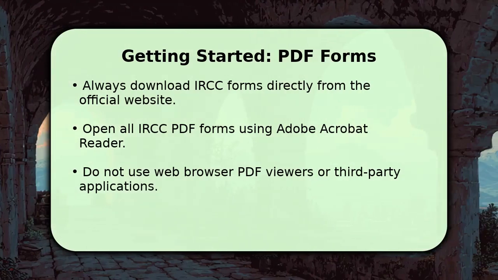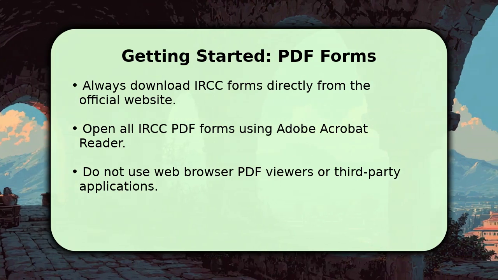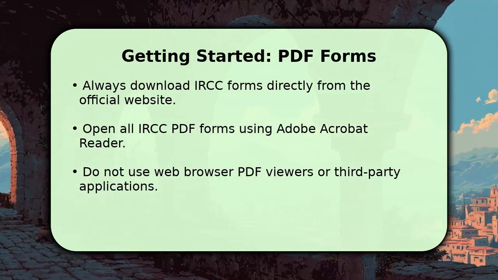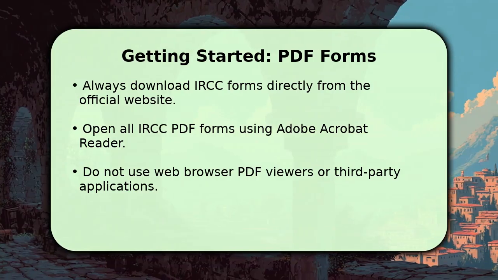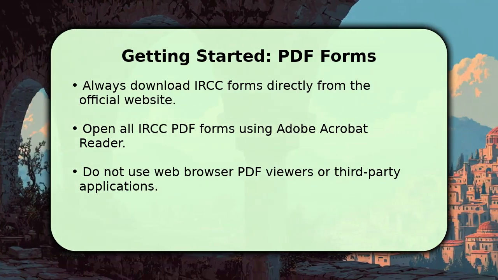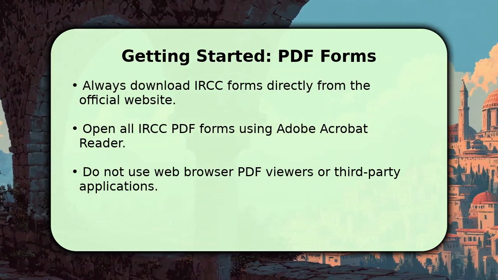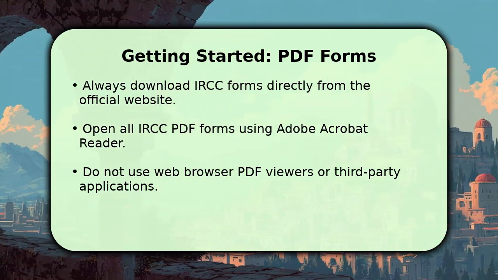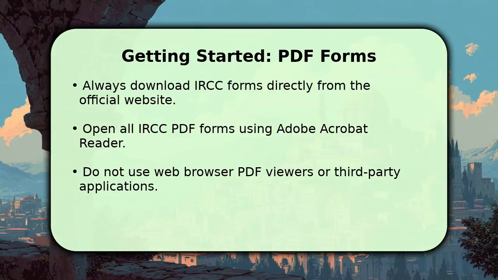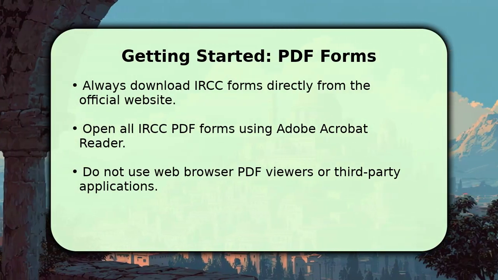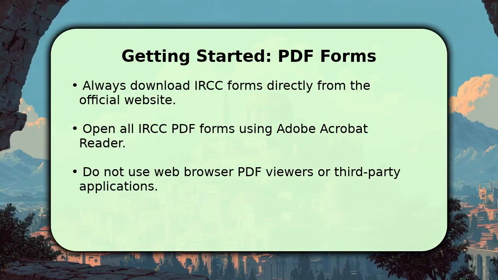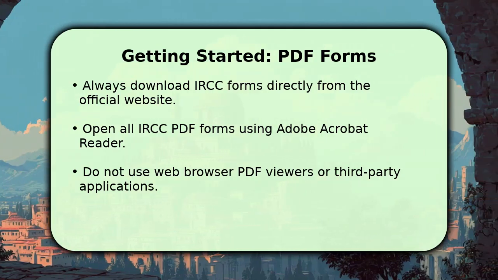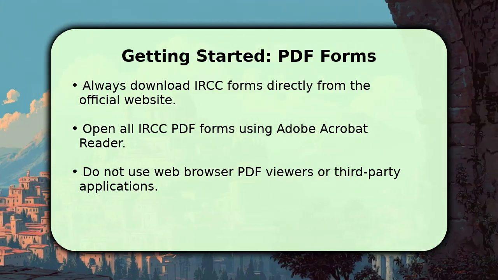You must download forms directly from the official Immigration, Refugees and Citizenship Canada website. This ensures you have the most current version available. Crucially, open these forms only with Adobe Acrobat Reader, version 10 or newer. Using a web browser or other PDF software can cause errors, leading to issues with your application. Always verify your software before beginning.